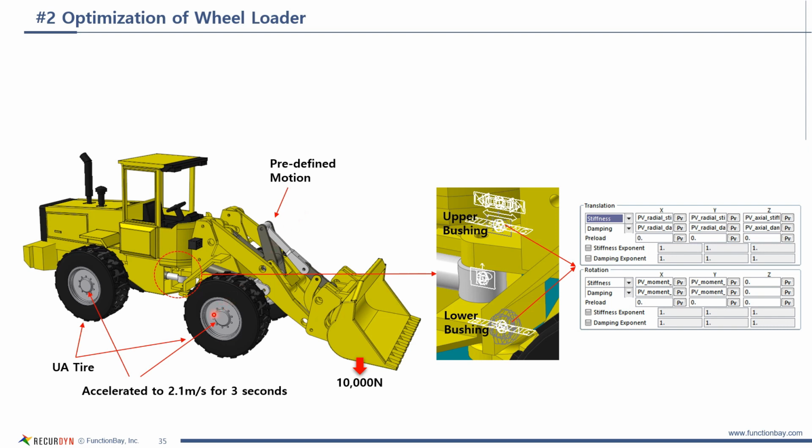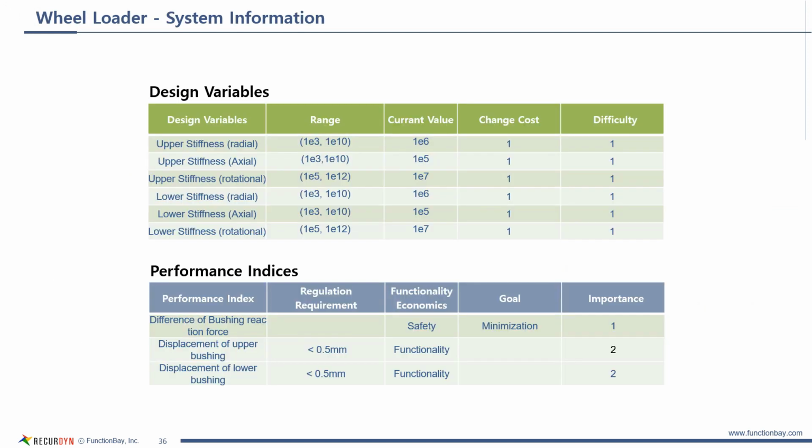The two connecting points where the load is calculated are modeled using bushings. The design variables for this model are the stiffness of the bushings. Radial, axial, and rotational stiffness are set as different variables separately. The change cost and difficulty are considered to be the same. The performance indices are the difference of the bushing reaction force and displacements of the bushings.